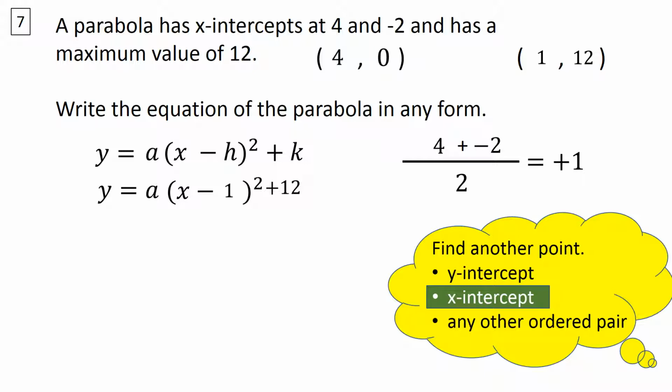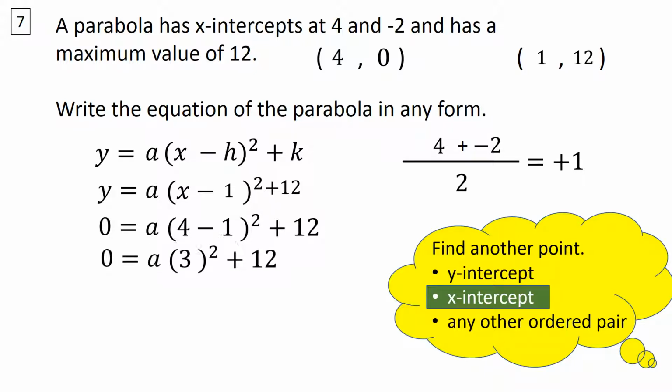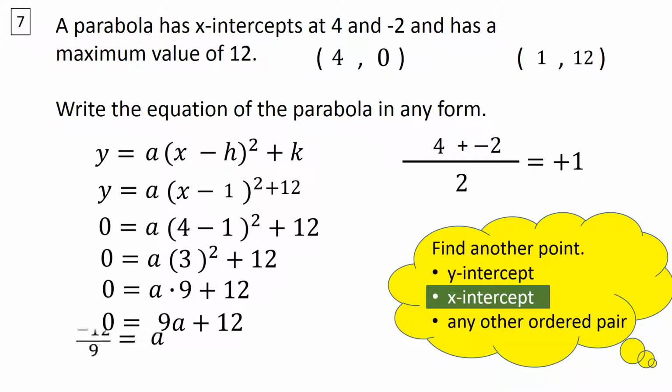Again, I've used another point to figure out an x-coordinate and a y-coordinate. I should be able to plug in those to find a, because now I've plugged in for everything except for a. Well, 4 minus 1 is 3. 3 squared is 9. So get a by itself, subtract 12 from both sides, and divide by 9. We saw that before, and that simplifies to negative 4 thirds.